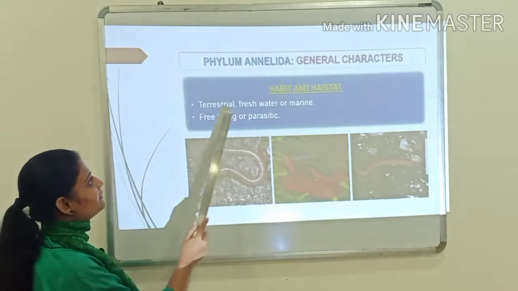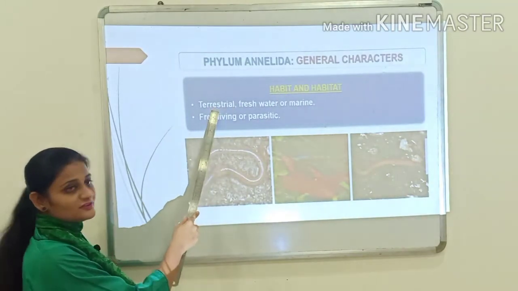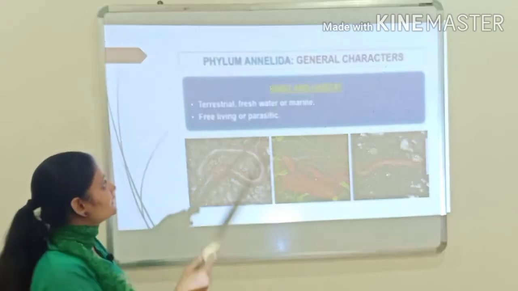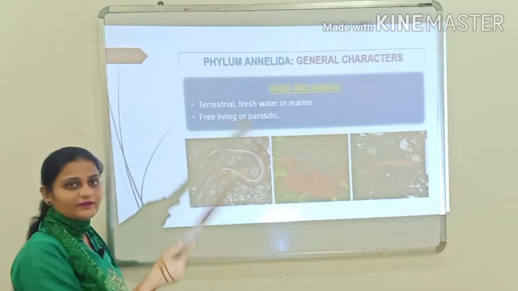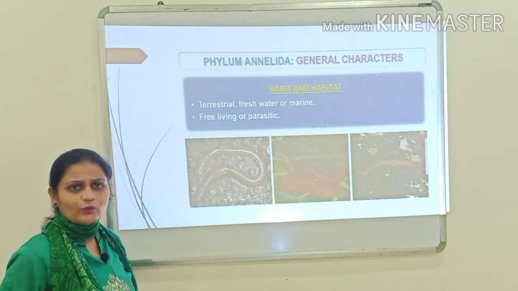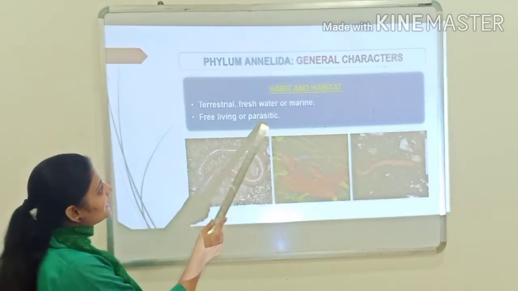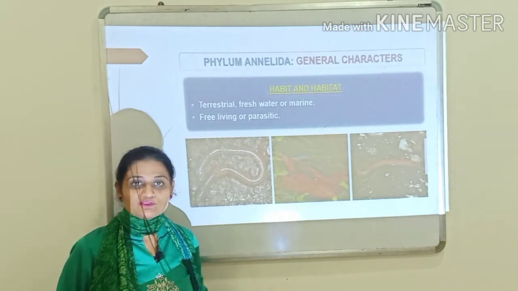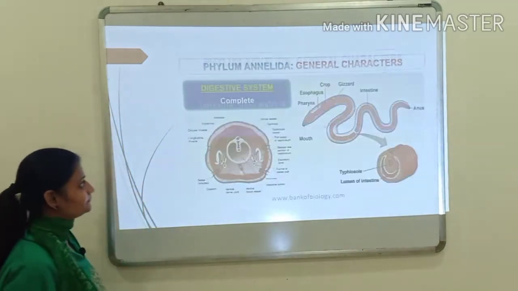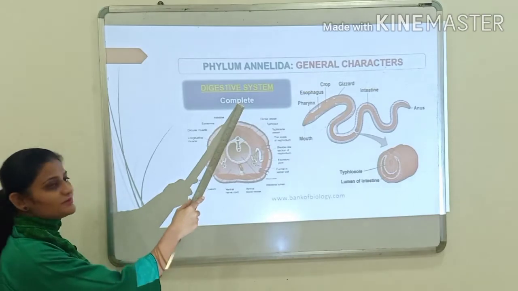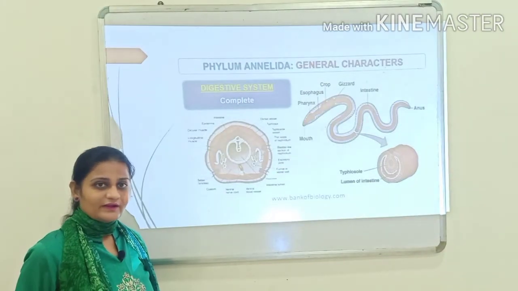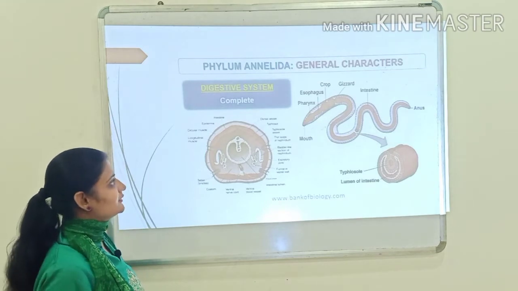Then habit and habitat. They are terrestrial organisms or freshwater or marine organisms. They are free living, they do not require any substratum or any host organism for their survival, and they may be parasitic, meaning they require a specific living host for their survival. Digestive system is complete, means they have two openings, one is the mouth and the other is the anus.